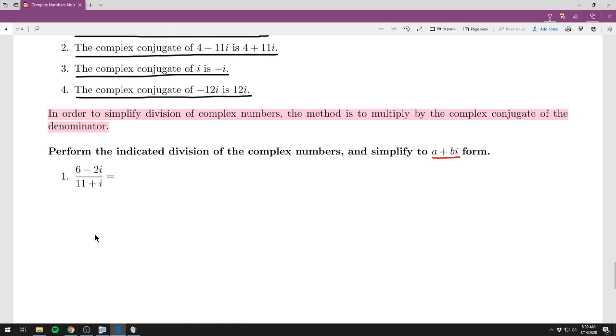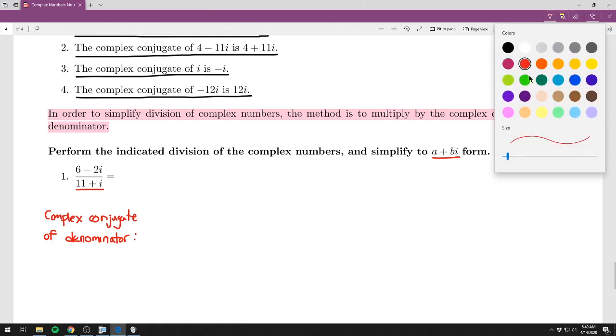And so we have a couple examples here. The first thing I would do is just write down the complex conjugate of the denominator. That way you don't try to do anything too fast. But important that you want the denominator, not the numerator. You'll see why when we do it out. In our denominator, 11 plus i, the complex conjugate, we switch the sign in the middle to get 11 minus i.